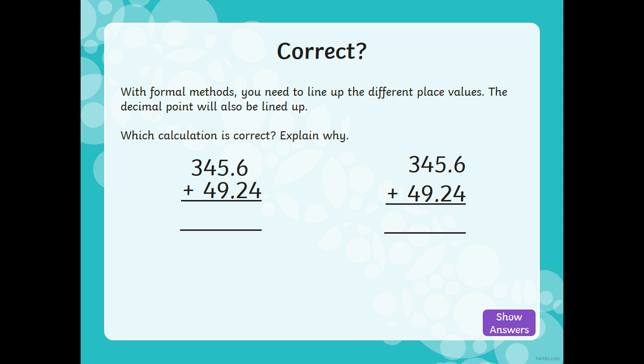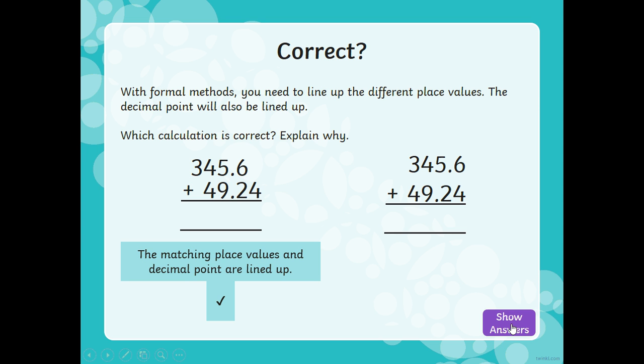When we do formal methods, so formal addition or subtraction, you know that it's column addition. You need to line up the different place values. The decimal point also has to be lined up, like I mentioned before. So if we look at these two calculations, which one is correct and why? Going to reveal the answer. There we go, the one on the left is correct because the place values and the decimal point are lined up. As you can see, that decimal point is lined up. It is in the same place.